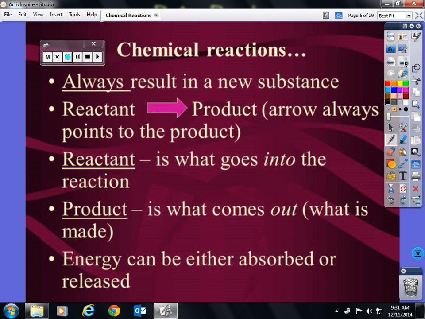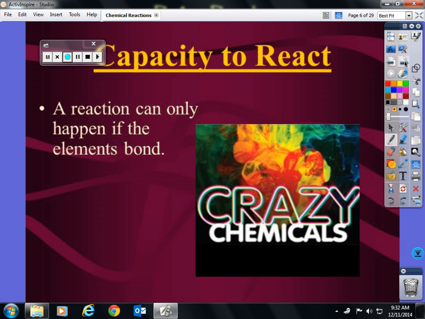Energy can either be absorbed, which would be endo, or released, which is exo. It says a reaction can only happen if the elements bond. So if I asked you what kind of reaction would happen with a noble gas, you would tell me no reaction because they cannot bond.